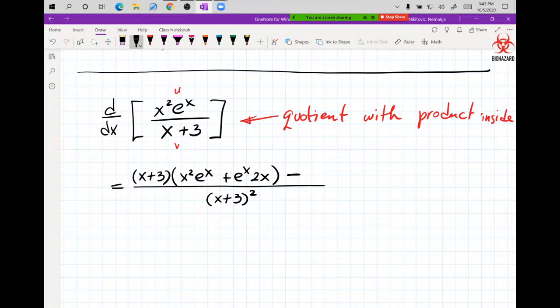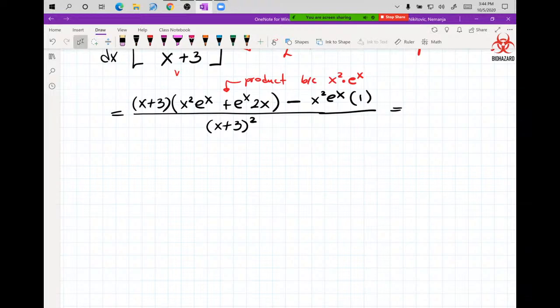Minus, for the rest of the quotient formula, copy the top, times derivative of the bottom. So your problem is quotient, but then there is a product inside because x squared times e to the x, right? Which was your u before. So that's why we have this product rule, and now you just go and simplify as much as you can.